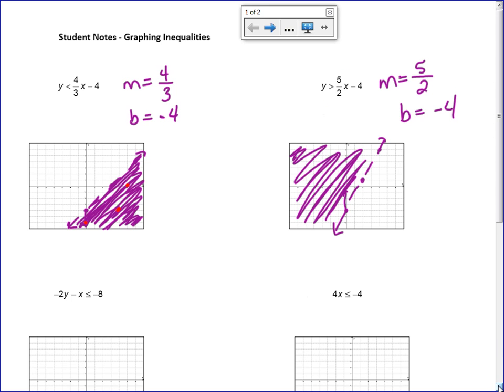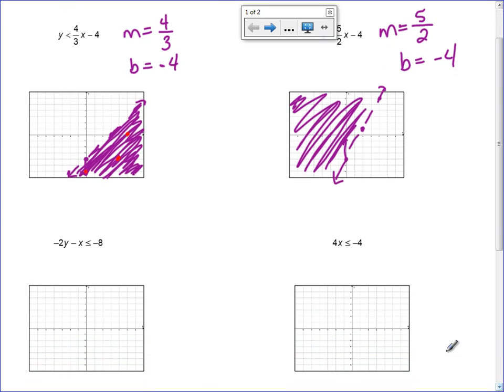So let's do another one. The next one, number 3, has a less than or equal to. So now it's underlined, which means when I graph, I'm going to get to do a solid line. But it is also not solved for y. You cannot graph this until y is by itself. So step 1, we're going to get y by itself. And I'm going to do that by adding x to both sides.